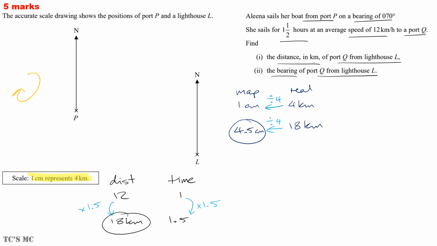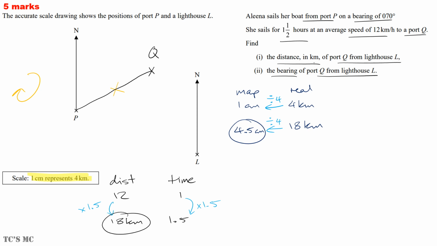Get your protractor, place it so that it's in line with the north line. Make sure you can see the 0. From the 0, count up until you get to 70. Mark that point on and then move your protractor and get out your ruler. Join that up and make sure it is 4.5 centimeters long. Mark that point Q. Now we have 3 marks.